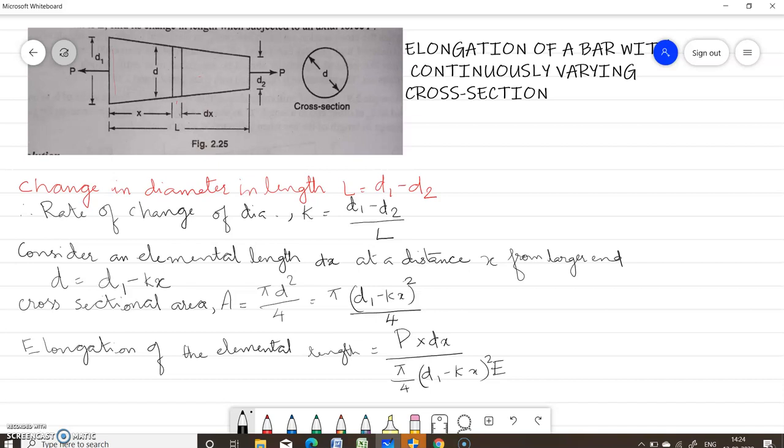So how will you find the elongation of this whole length? It is the integral from 0 to L, as the length changes from 0 to L, with respect to dx. So 0 to L is the limit. So let us now write the elongation for this whole length.